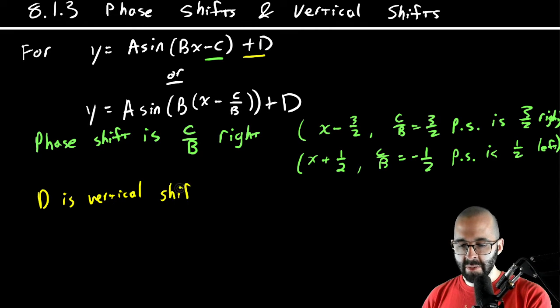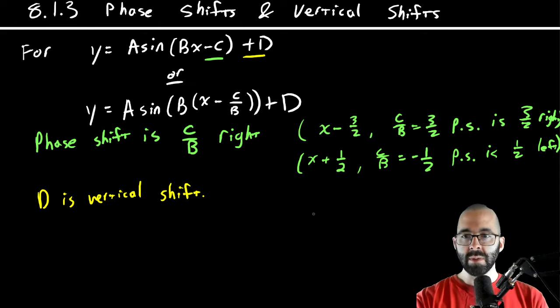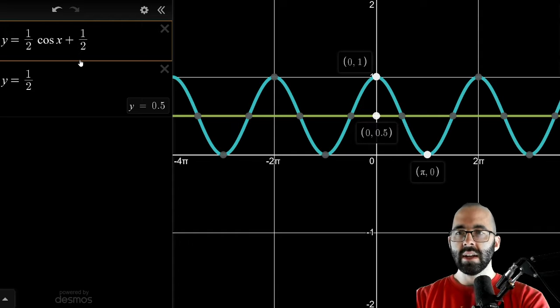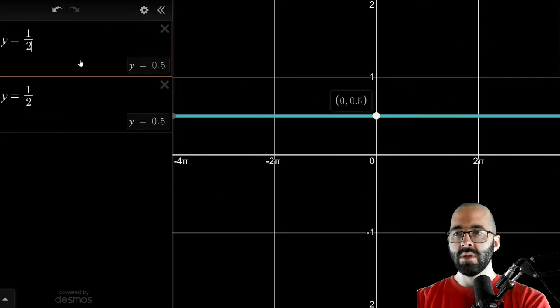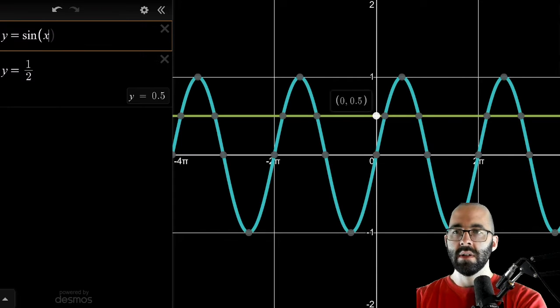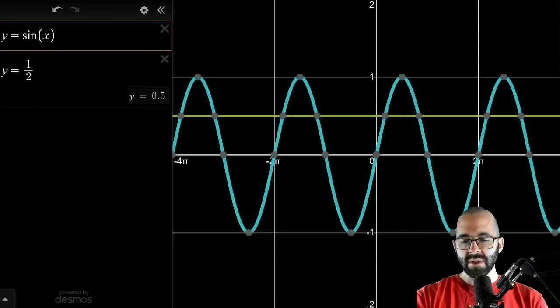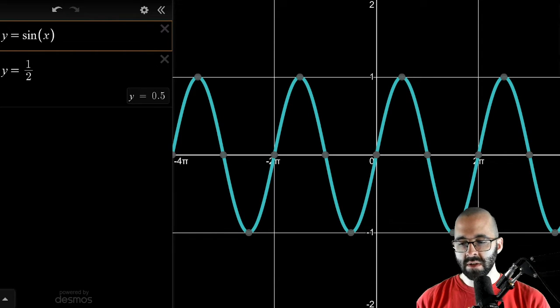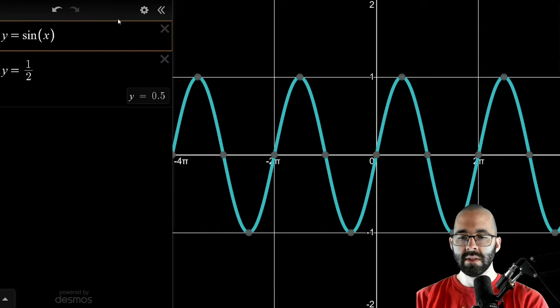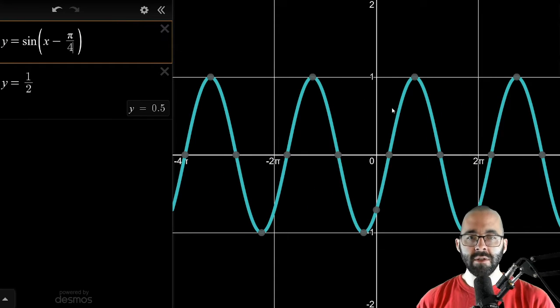Very closely related to the midline. So let's look at this a little bit on Desmos. If we pull up our graph, let's look at just a regular old sine function right here. And I want to shift this pi over 4 units to the right. We can just subtract pi over 4.